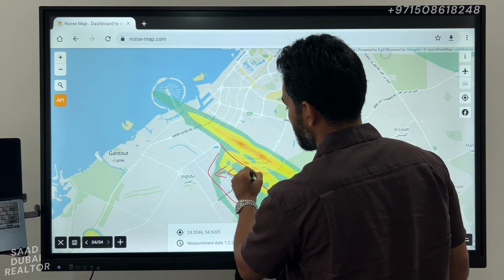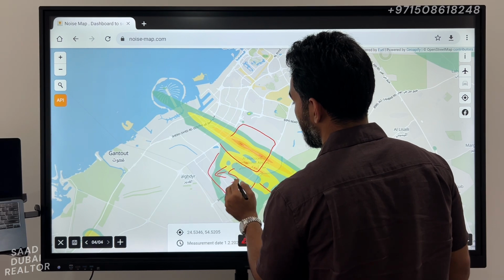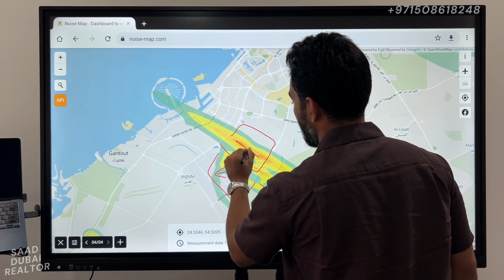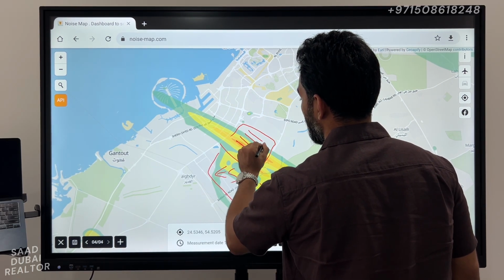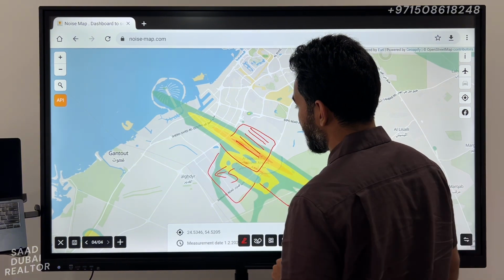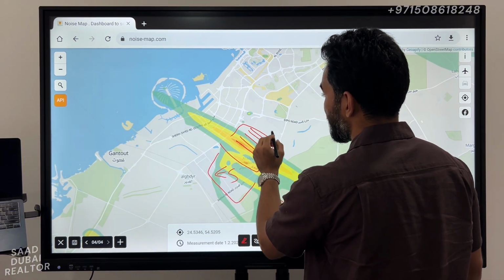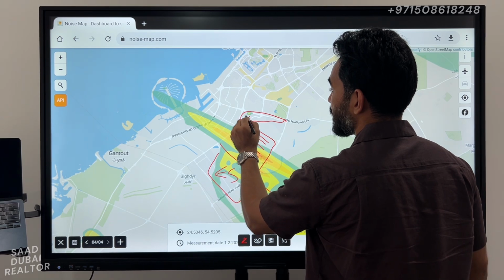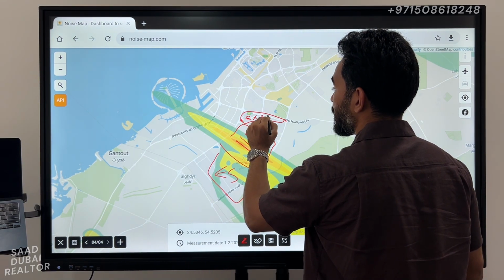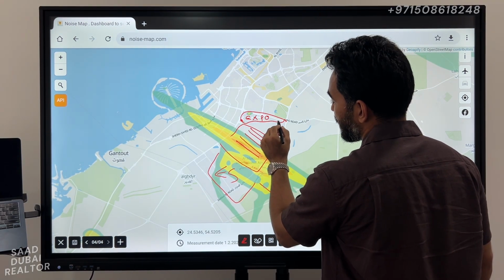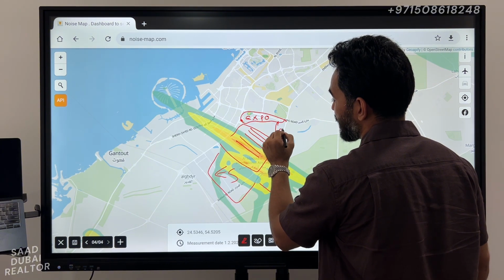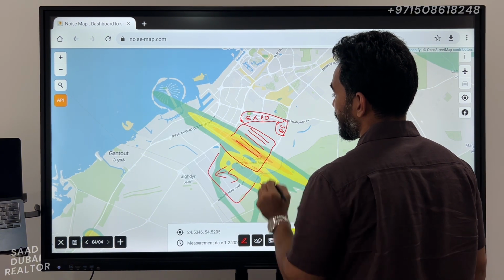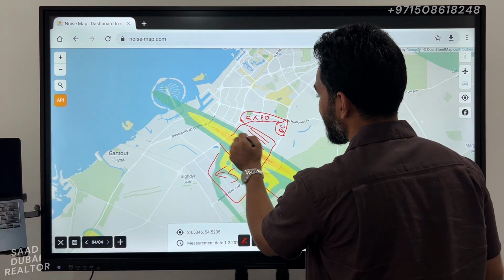So this is the Al Maktoum Airport. There's going to be one runway here, another one here, another one here, another one here. I think there's going to be 5 runways right here. So that's how it's going to be. This right here is the Expo. This right here is Dubai South community. So this is basically how it is.